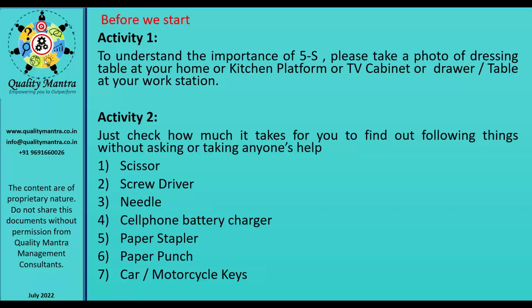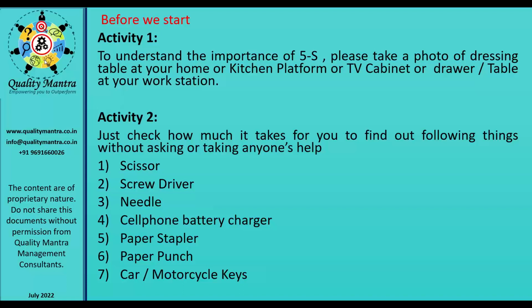And once you are over with taking the photographs, activity number 2 is, there are certain things I have written here. 7 things are there. Like a scissor, screwdriver, needle, cell phone battery charger, paper stapler, paper punch, car or motorcycle keys. You might not be having all the things at your home or at your office. If certain things are not there, no issue.